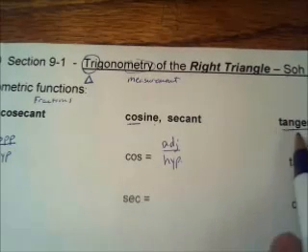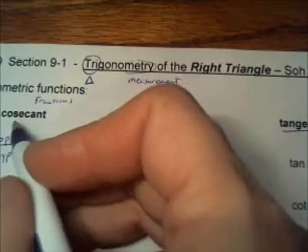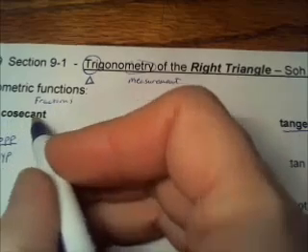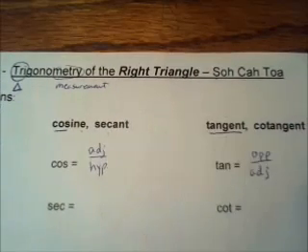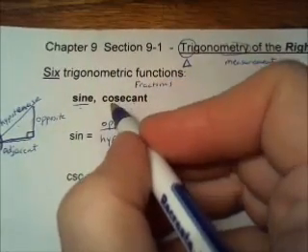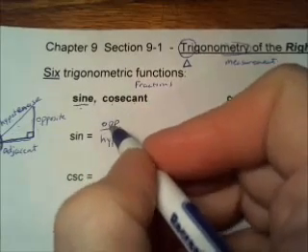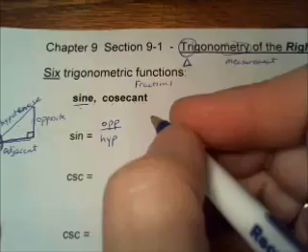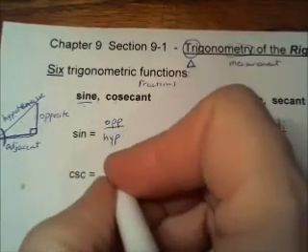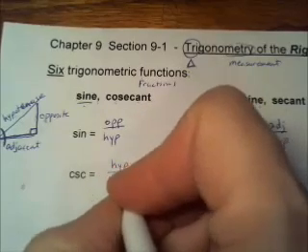But there are also three other functions that aren't quite as important, but they're there, so we have to learn about them. They're called the cosecant, the secant, and the cotangent. First of all, the cosecant. The cosecant is the reciprocal of the sine, and the reciprocal means just take that fraction and flip it upside down. So the cosecant of an angle, instead of being opposite over hypotenuse, is just hypotenuse divided by the opposite side.